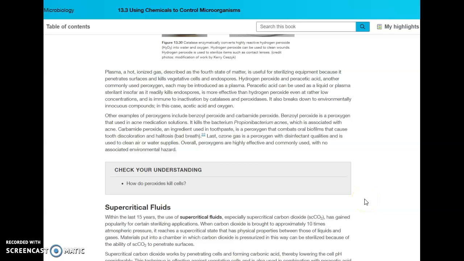Another peroxygen is ozone gas. Ozone gas is used as an alternative to chlorine in a lot of water purification systems. It's a lot more expensive than chlorine, so a lot of municipal systems can't really afford that, and so that's why they stick with chlorine.